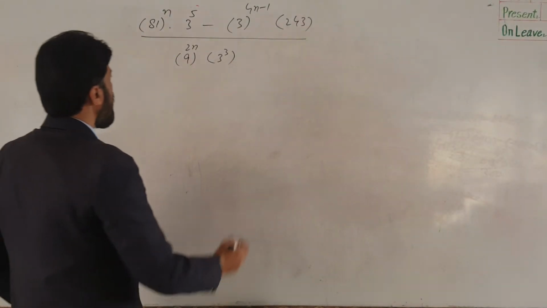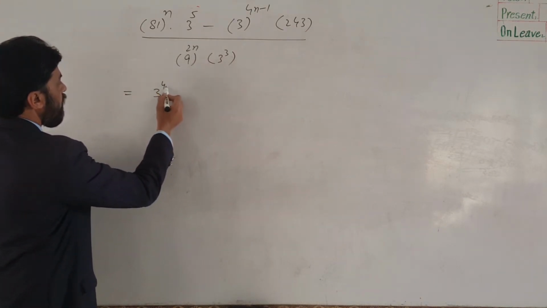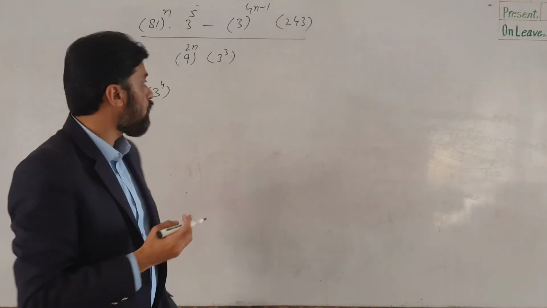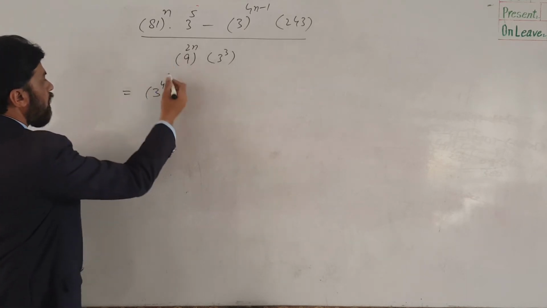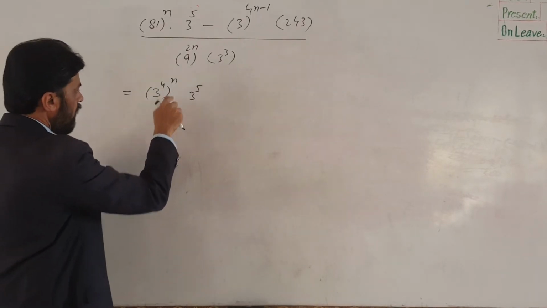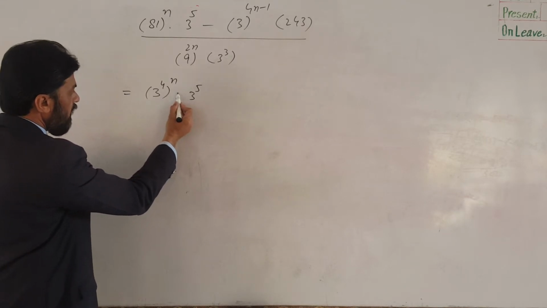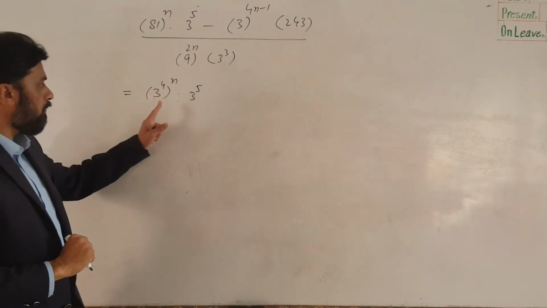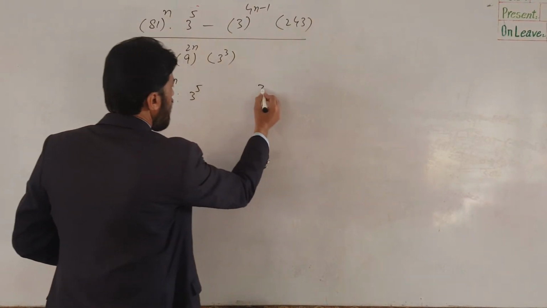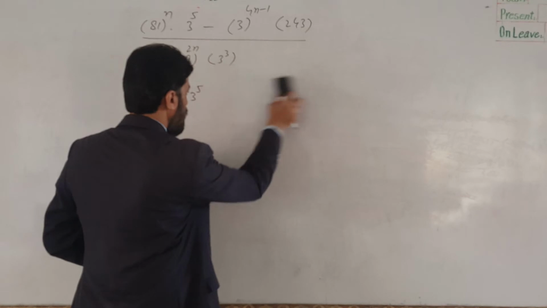This question is very simple. 81 is 3 raised to power 4, since 3 threes are 9, 9 threes are 27, 27 threes are 81. So 81 is actually 3 raised to power 4n times 3 raised to power 5. The sign of multiplication should be placed here. If you put the dot here, that means decimal, like 4.5. But this is 3 multiplied by 5. So make it clear.